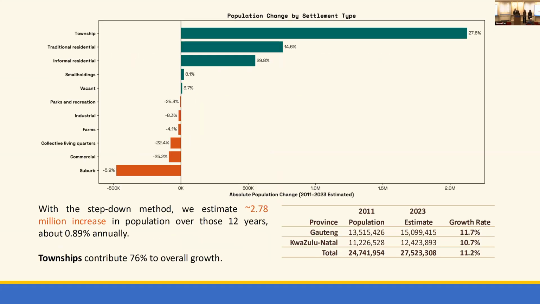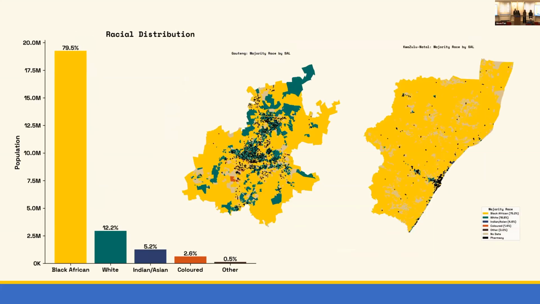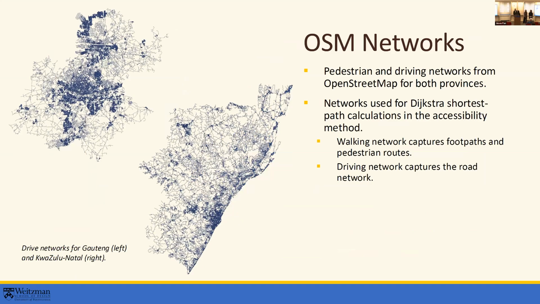And then you can see with the step-down method, we did estimate that townships, which bear the legacy of apartheid, contribute to about 70.6% of the overall growth in South Africa, and that's not including their peers who are also affected by apartheid, like the traditional residential and the informal residential settlement types. And then as for the racial distribution, you can see that almost 80% of the provinces between the two are majority Black African.